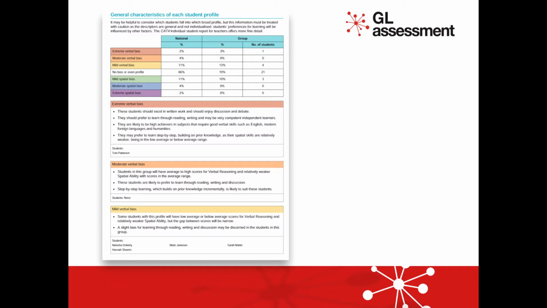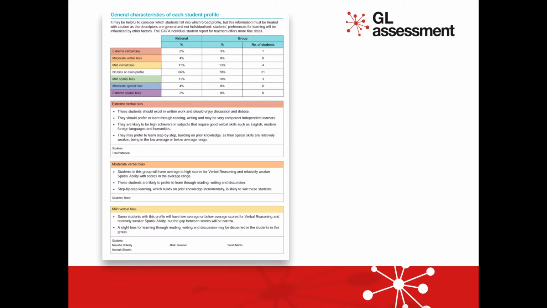To ensure that an individual's bias is recognized, this report lists the names of students that fall within each of the 7 groups from extreme verbal bias to extreme spatial bias. Bullet points giving possible manifestations of the type of bias are also given here. Implications for teaching and learning are further explored in the individual student report for teachers.